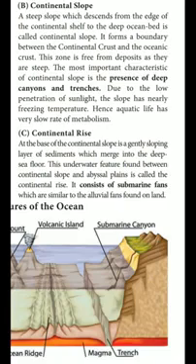What do you mean by continental slope? Continental slope is a steep slope which descends from the edge of the continental shelf to the deep ocean bed. What are the important characteristics of this continental slope? The presence of deep canyons and trenches.